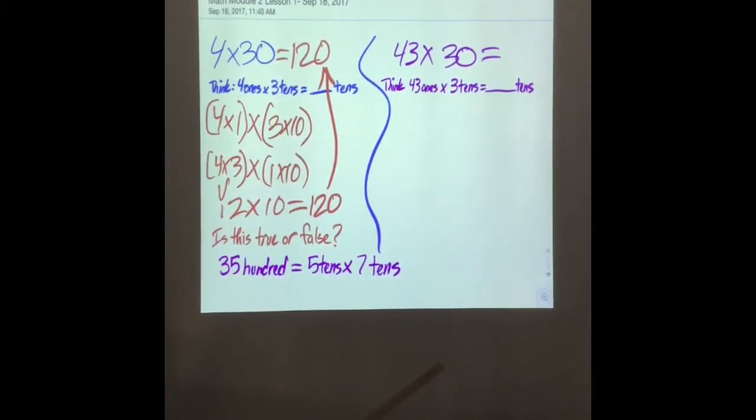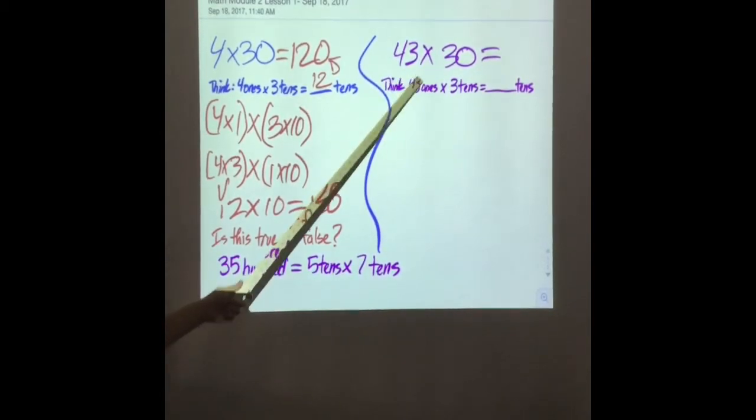Does that make sense? Yes. So let me pull this guy off, and that gives us how many tens? 12 tens, is that correct? Yes. And 12 tens is 120, isn't it? Yes. See how easy that is? Yes. All right, let's do this other one.